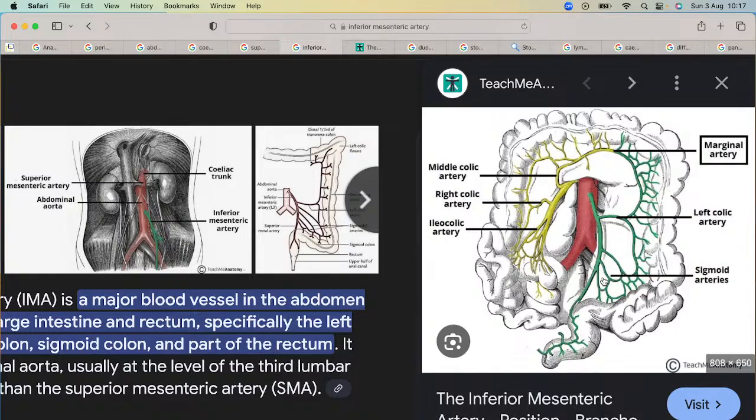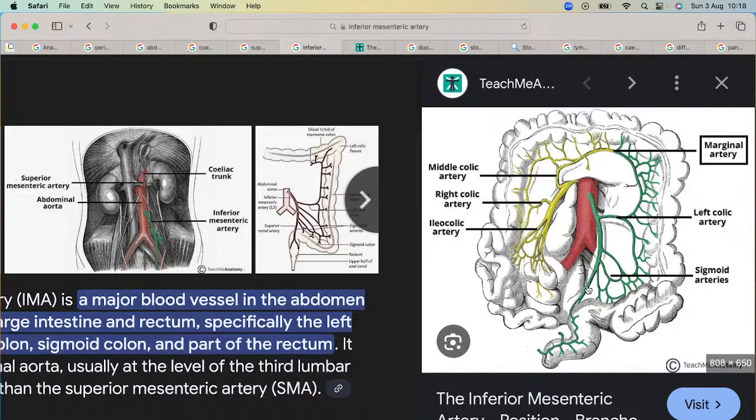In this diagram it is not obviously evident, but keep in mind that in your answer you should say there can be between 3 to 5 branches that supply the sigmoid colon. And then finally, one other branch that is not annotated here is the superior rectal artery. As the name suggests, it supplies the rectum, more specifically the ampulla of the rectum.